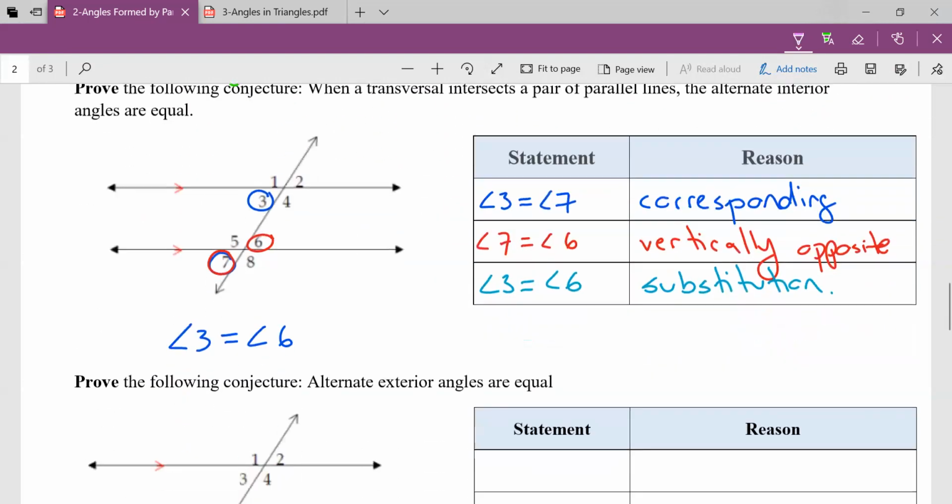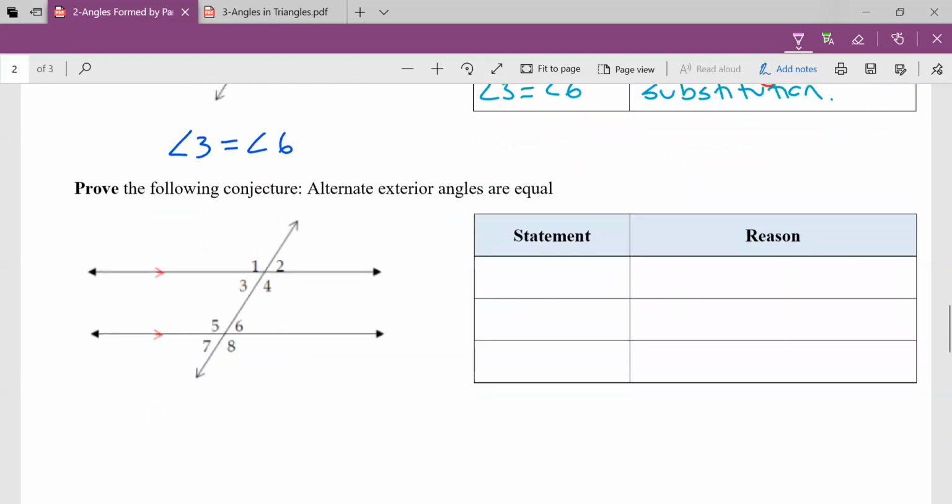Okay, let's go for another one here. So what's our next one we're going to try? Prove the following conjecture. Alternate exterior angles are equal. Okay, so again, what are we going to do? Like when you're first starting a proof, you might not know how to go at it. So you just start figuring out first what you're trying to do. So alternate exterior. Well, what the heck is an alternate exterior angle, right?